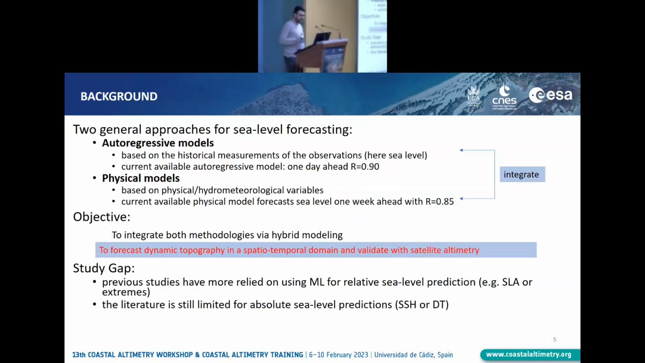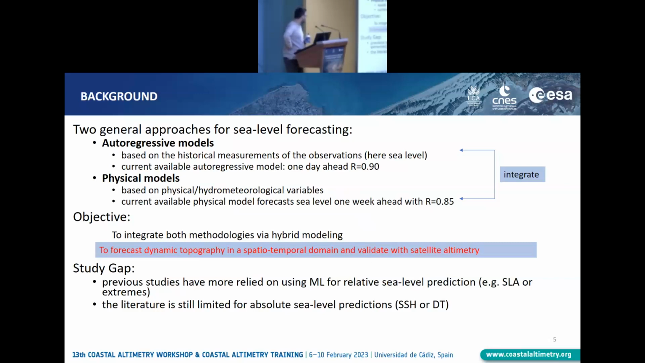So our objective and solution is to integrate both of the methodologies by proposing hybrid modeling to overcome the limitation of applying each of the methods individually, to have a forecast of dynamic topography in a spatial temporal domain, and finally validate the results by satellite altimetry data.